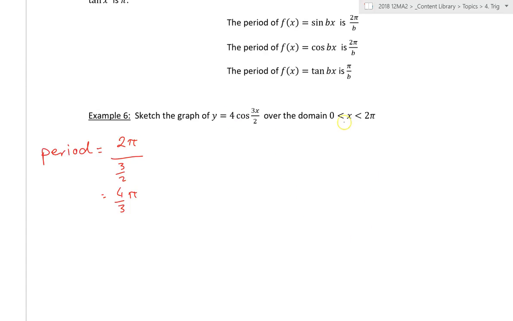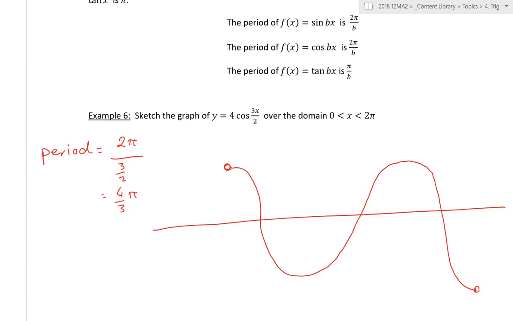I know that cos 0 is equal to 1, so I'm going to start up high. It's not equal to, so I'm going to have an open circle. Cos is going to go here, down, and back up. There's my 1.5. My axes go here through the middle and here.